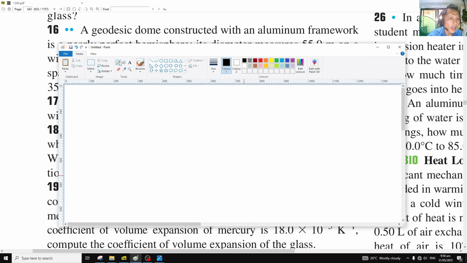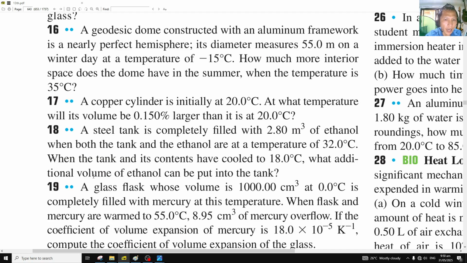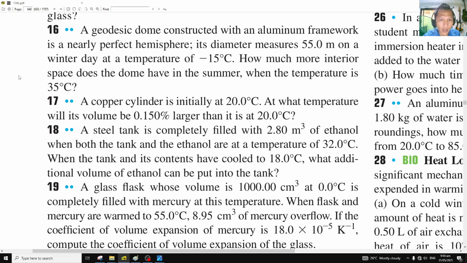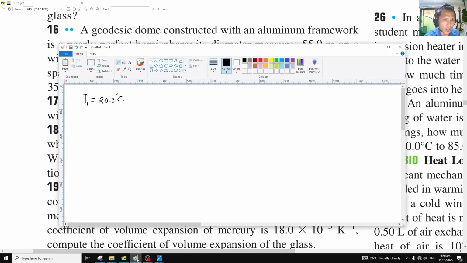T1 is equal to initially at 20.0, so you have 20.0 degrees Celsius. At what temperature will its volume be 0.150% larger? So the volume is 0.150% larger.